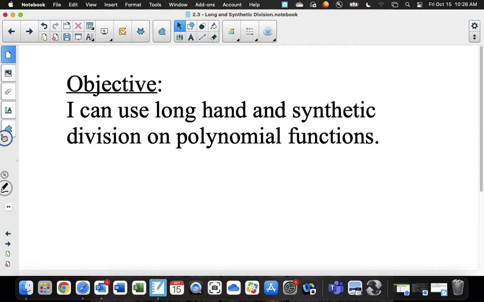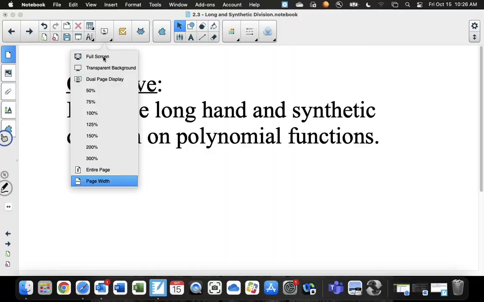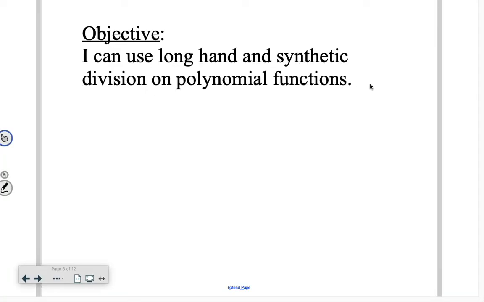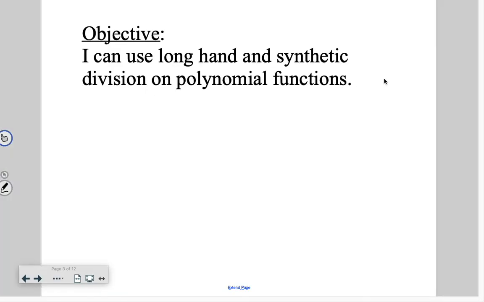Today is long and synthetic division day. Again, I think I told you this before, the whole week I haven't had any daycare in the morning for my kids. So once again, my kids were here this morning, first hour, and then I took them to school second hour.